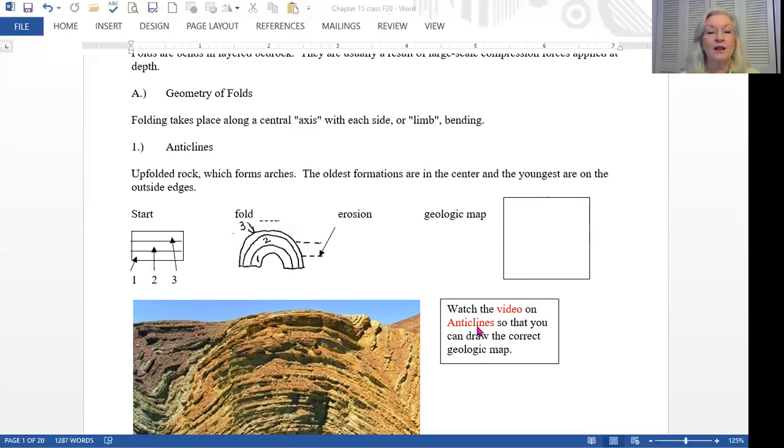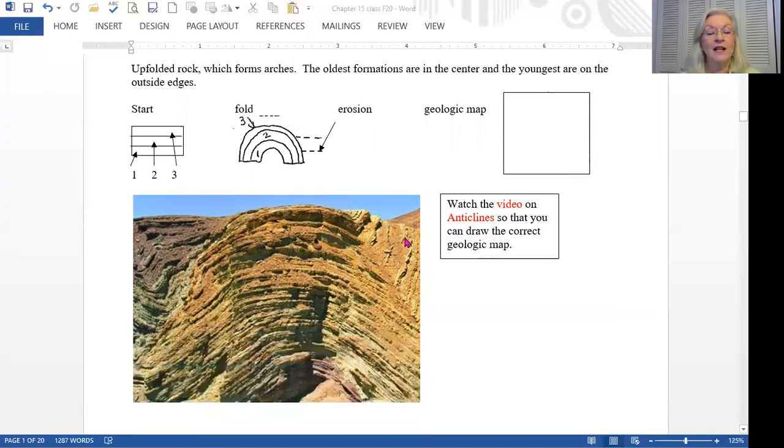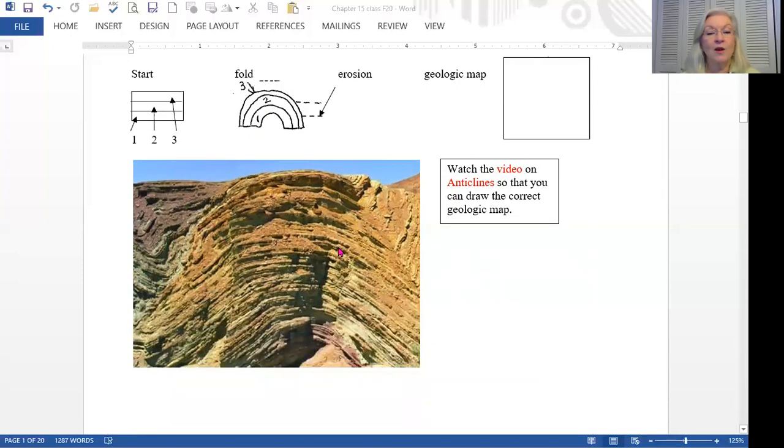To draw in the geologic map, you need to watch the separate video on anticlines. It includes a clay model of the anticline and shows you how we get the actual shape. So you need to watch that because you need to be able to draw the geologic map for an anticline. Now, what does an anticline look like? Well, again, the rocks arch up. So this is what it looks like. The rocks are arching up.